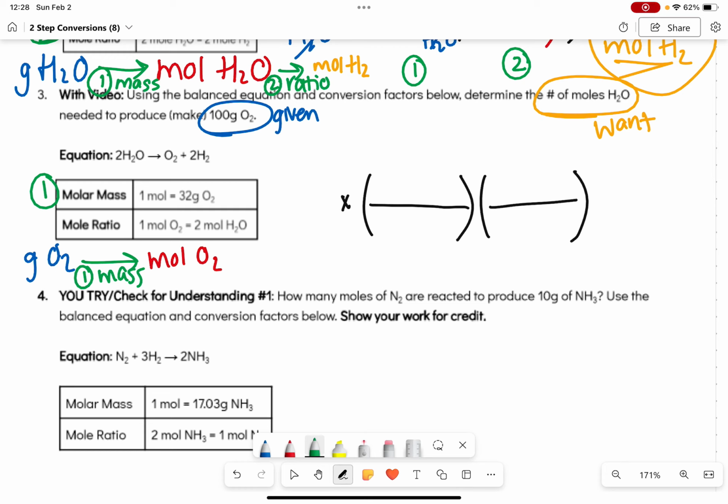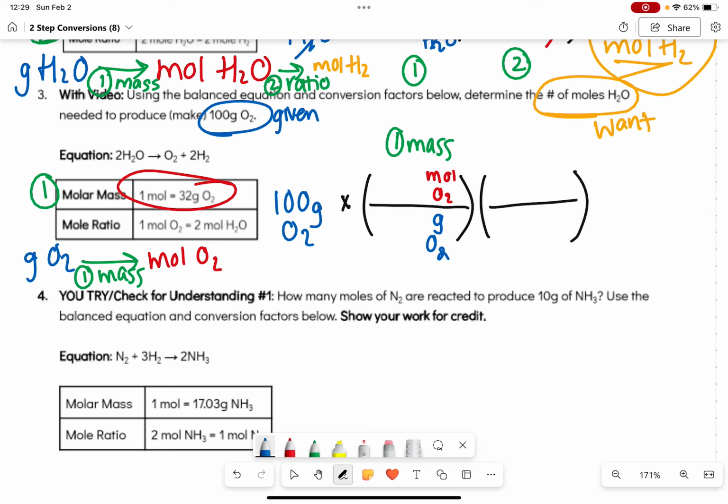So your first parenthesis is going to be that first conversion, your mass. Setting it up, 100 grams goes on the outside. Make sure you have grams and O2 written. If I know that's what I'm starting with, that's my old unit, that unit's going to go on the bottom. So grams O2 on the bottom. I want to find moles O2, so that's going to go on the top. Now I can use my conversion factor, my 1 mole equals the mass of O2 from the periodic table, and fill in that first parentheses.